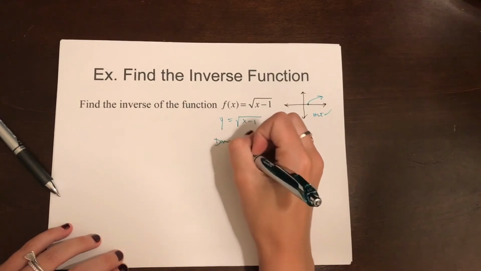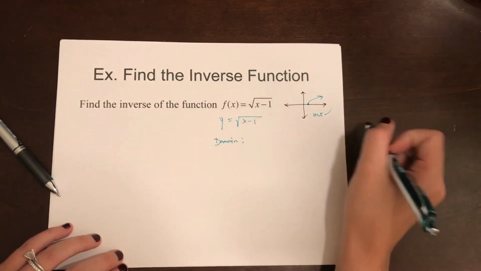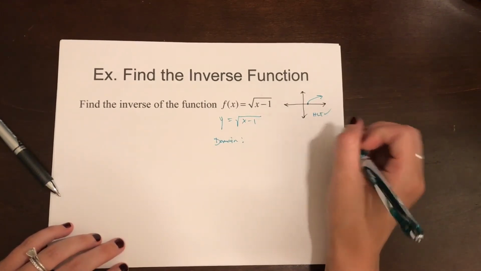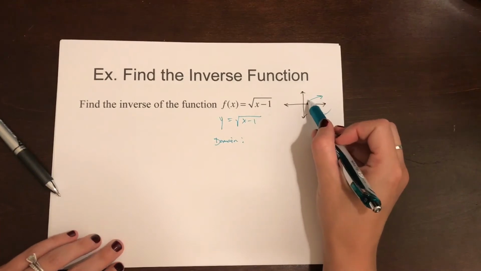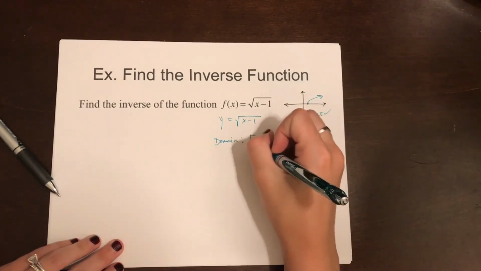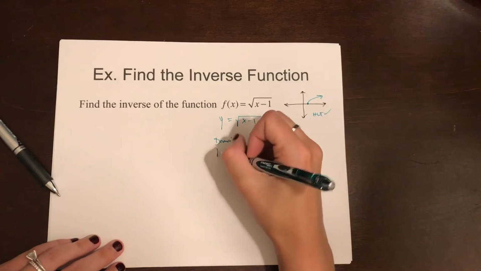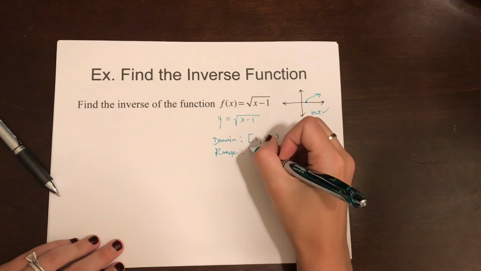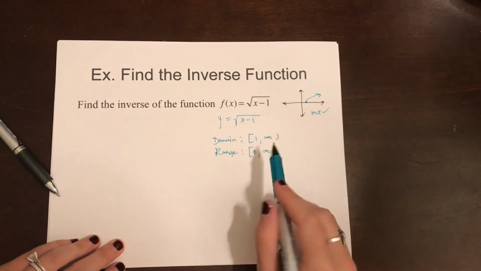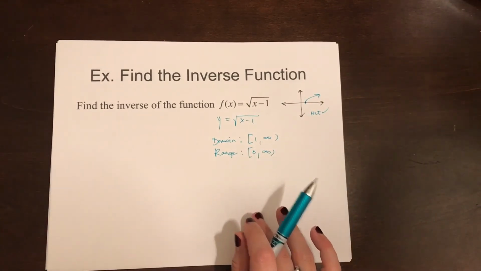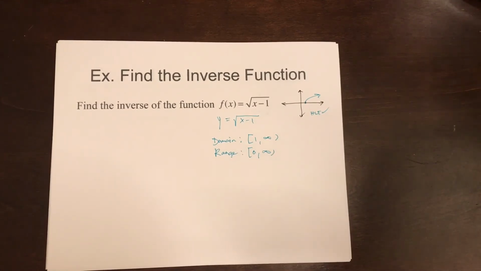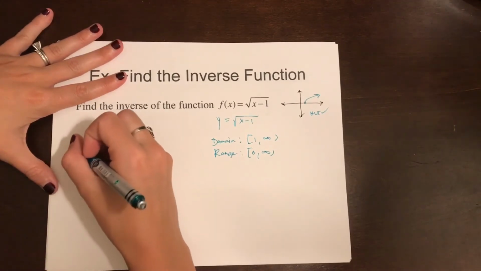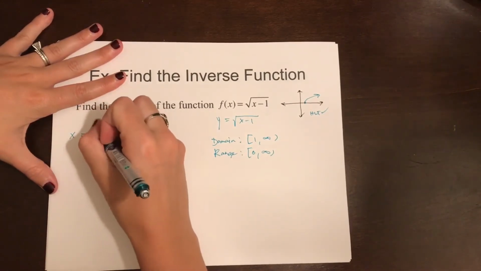Remembering to state the domain and range first. So the domain, x minus 1, has to be greater than or equal to 0. So x has to be greater than or equal to 1. We can also see that from the graph here. And the range we can also see from the graph as 0 to positive infinity. So I can already see what the domain and the range will be for the inverse function. So now to find the inverse function, I'm going to switch x and y.